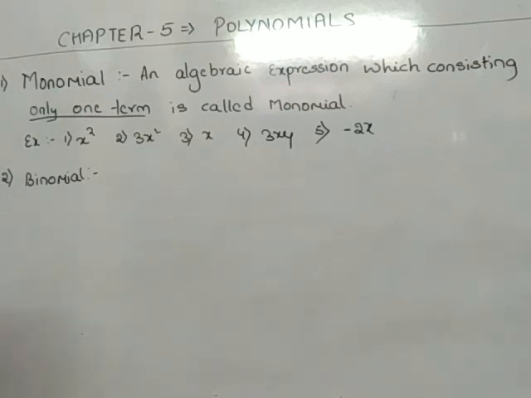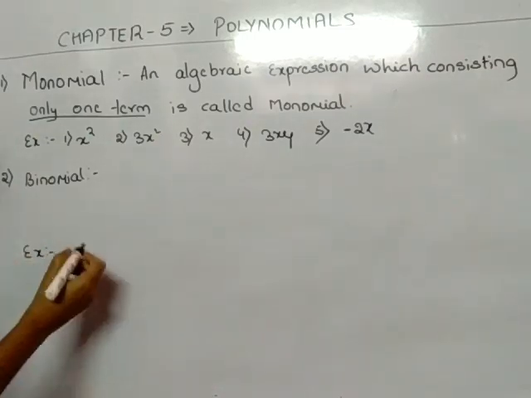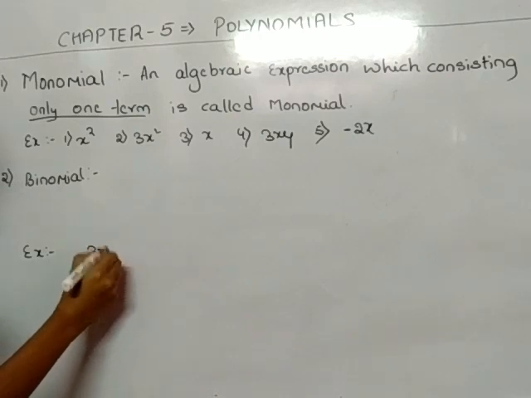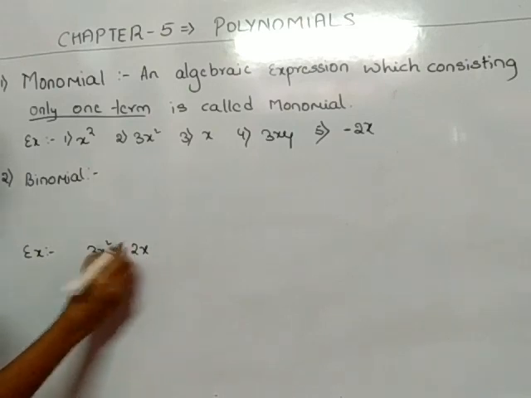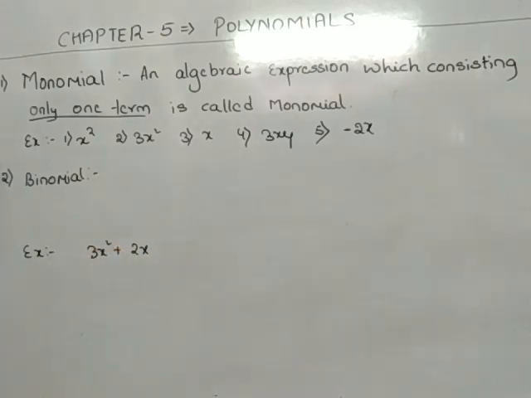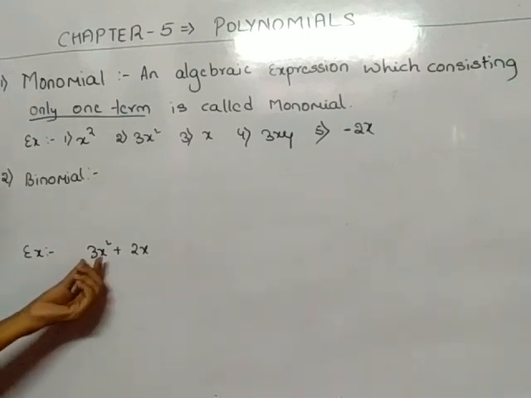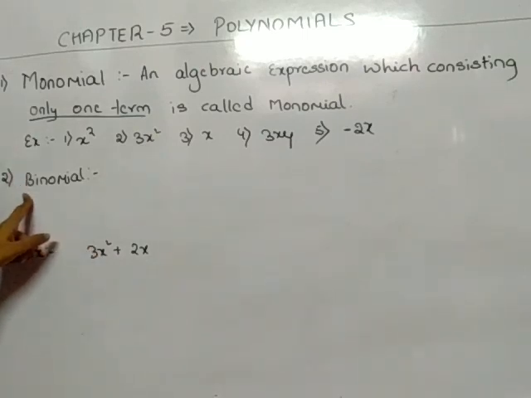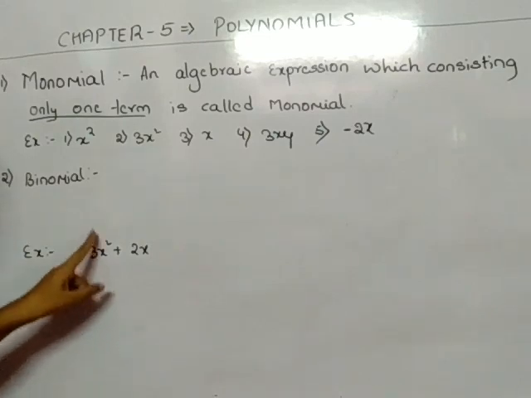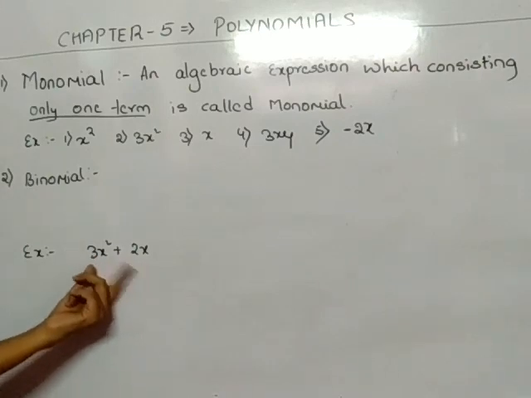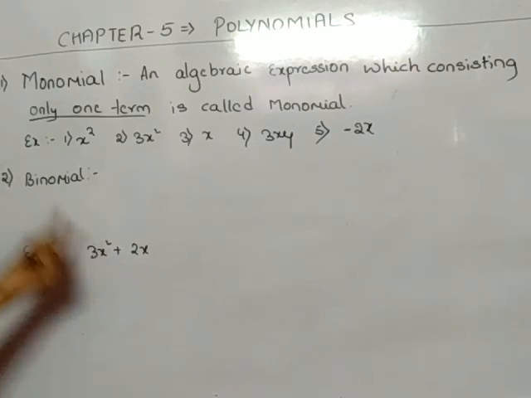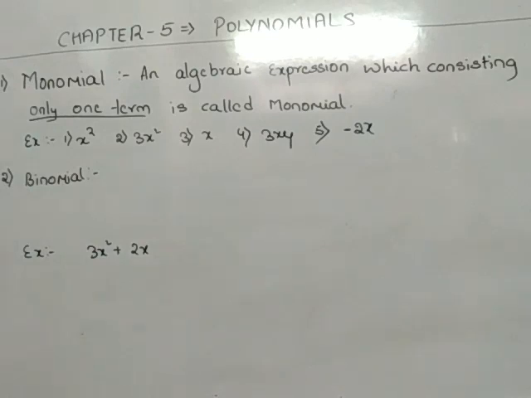Okay, now let us see examples for the binomials here. Bi means 2, right? It contains two terms, that is 3x squared and 2x are the two terms. In between these two terms, I am going to insert an addition operation, right? So this is an example for the binomial. Here you can observe there are two terms. 3x square is one term and 2x is another term. So it contains totally two terms separated by the addition symbol. This is an example for the binomial.